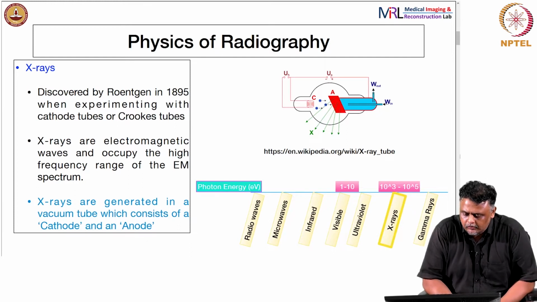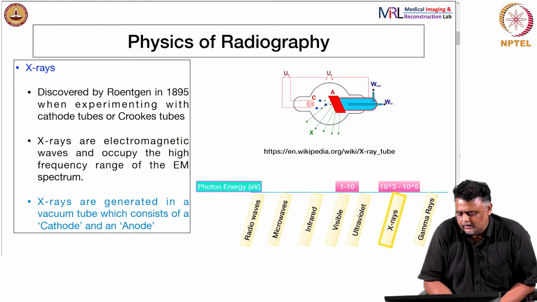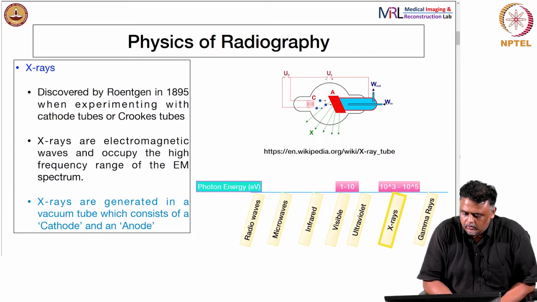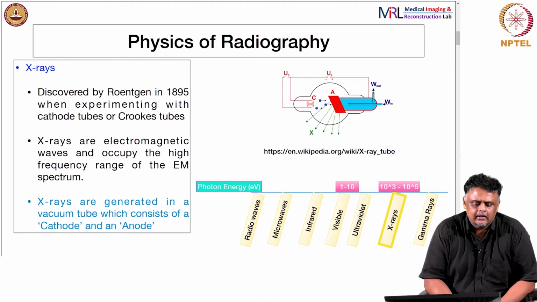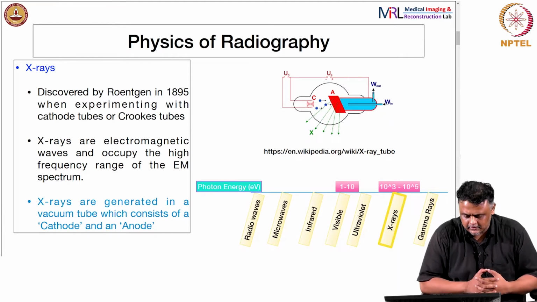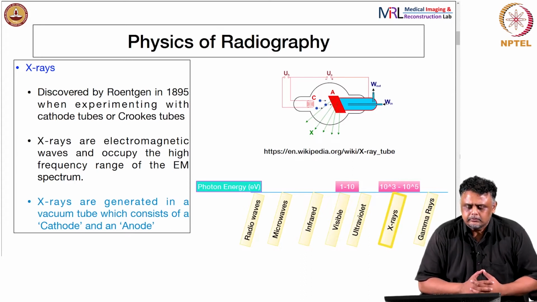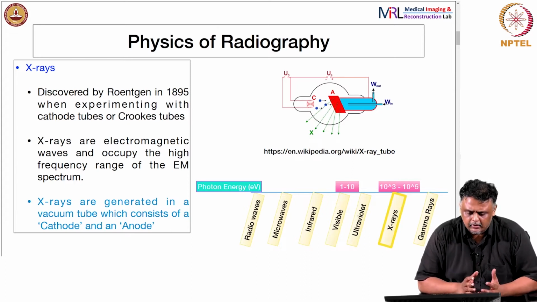Okay, so we will start off with the basic components of a radiographic imaging system. We will also look at the physics behind X-ray interactions with tissue and how images are acquired. X-ray is among the oldest imaging modalities. X-rays were discovered in 1895 by Röntgen by experimenting with cathode ray tubes or Crookes tubes.